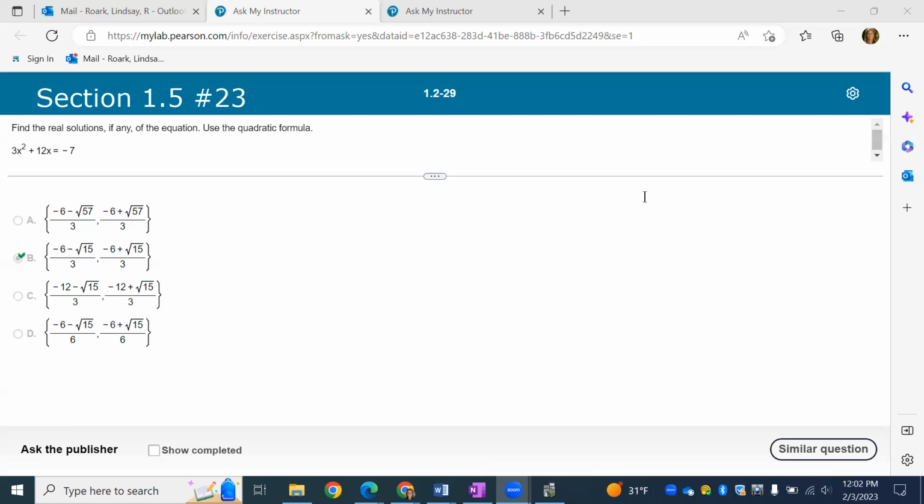So that tells me I probably will not have a negative underneath the radical, or if I did, then there wouldn't be an answer at all. So we wouldn't have multiple choice questions.